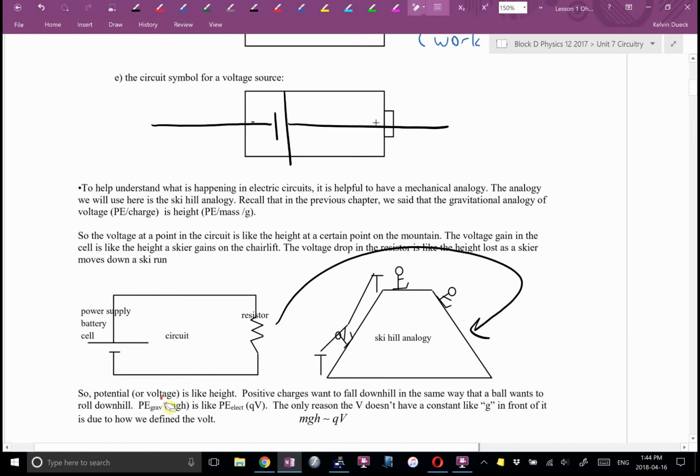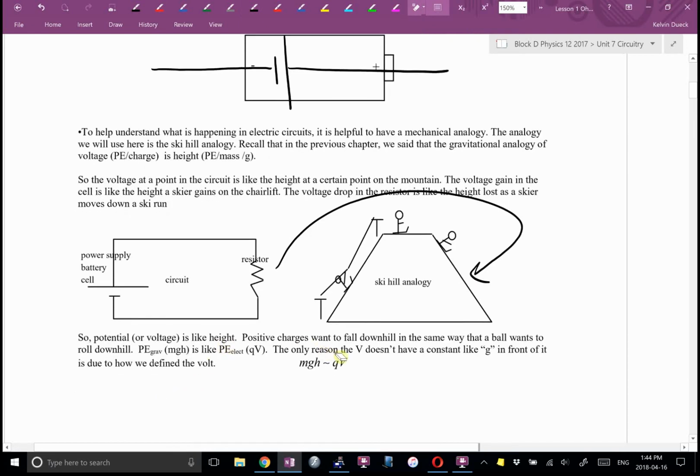So potential or voltage is like height. Positive charges want to fall downhill in the same way that a ball wants to roll downhill. Potential energy due to gravity, mgh, is like the potential energy due to electricity, QV. The only reason the V doesn't have a constant in front of it like g is because of how we define the volt.